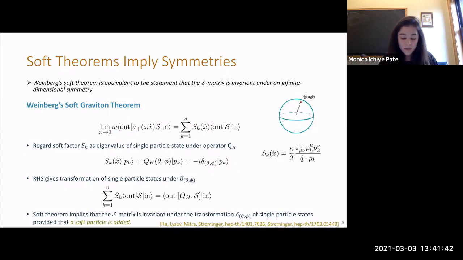So then what this soft theorem is saying is that the S matrix is invariant under the transformation delta theta phi of single particle states, provided that we add a soft particle.